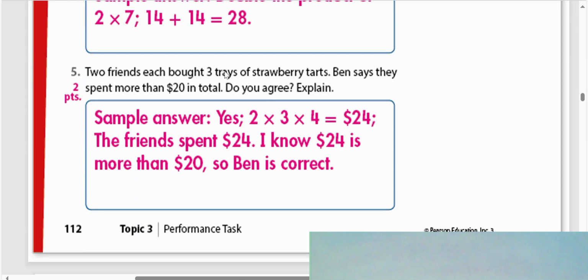Friends each put 3 trays of strawberries. Artists says they spent more than $20 in total. Do you agree? Explain. Simple answer here: yes, because 6 times 4 equals 24 and 24 is greater than 20. The friends spent $24. I know $24 is more than $20, so B is correct. Okay.